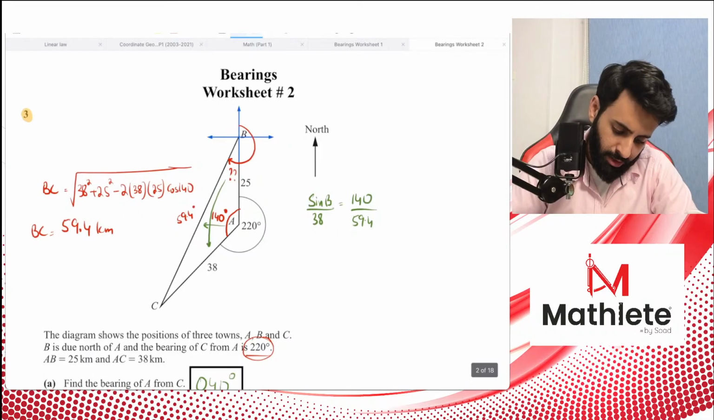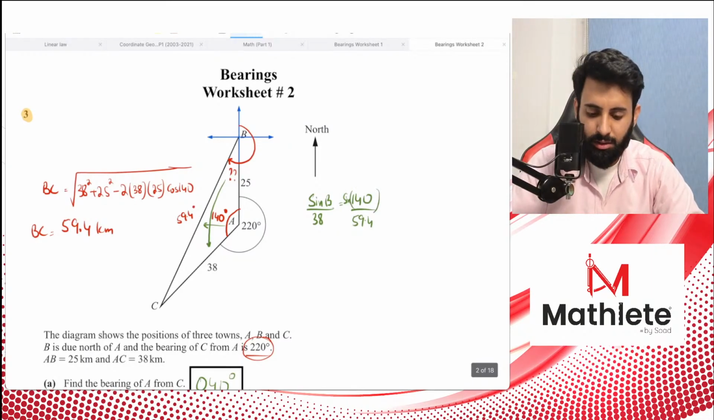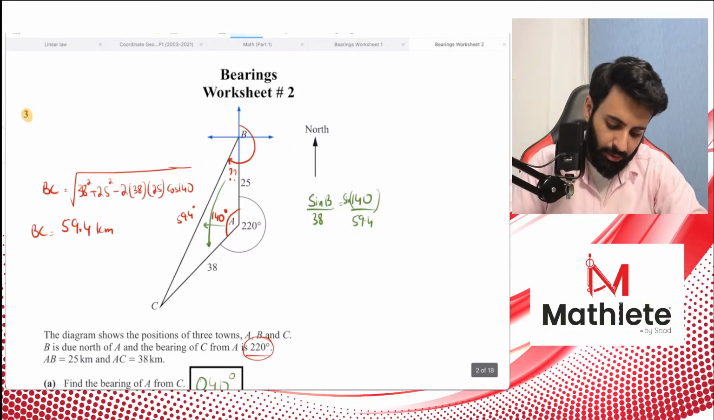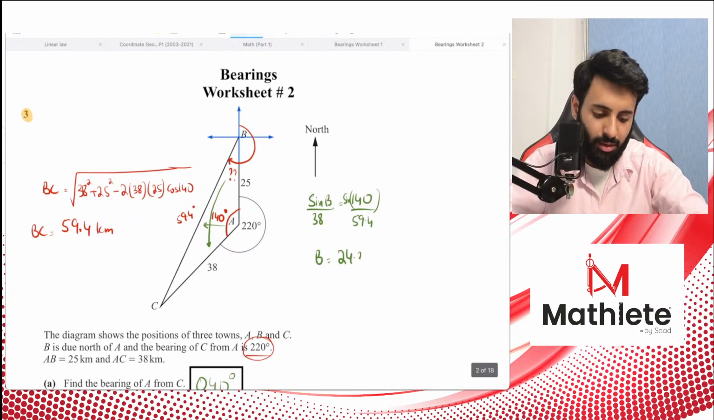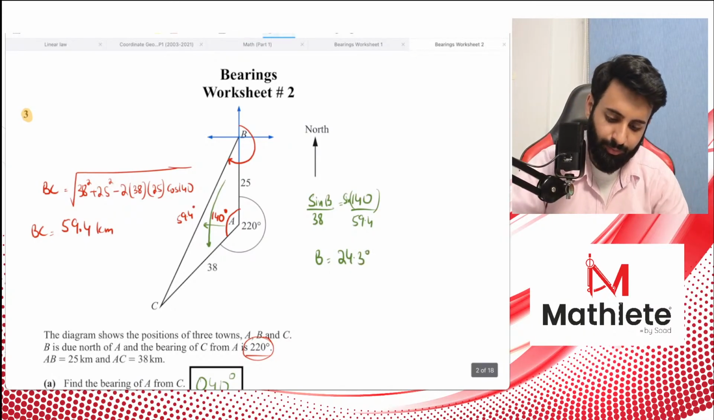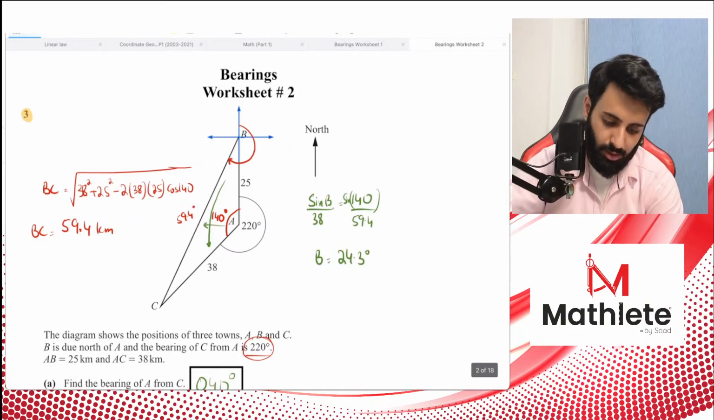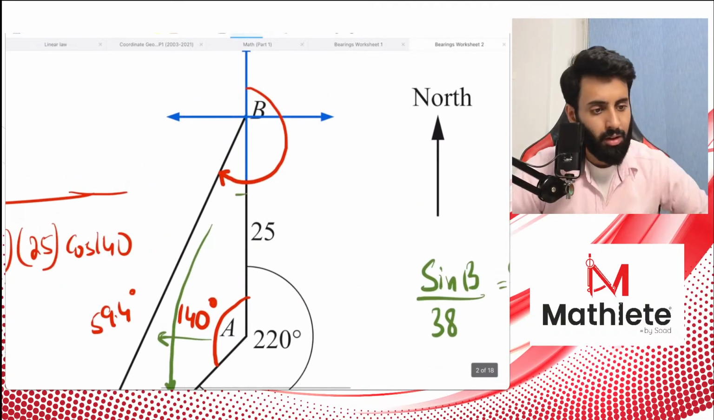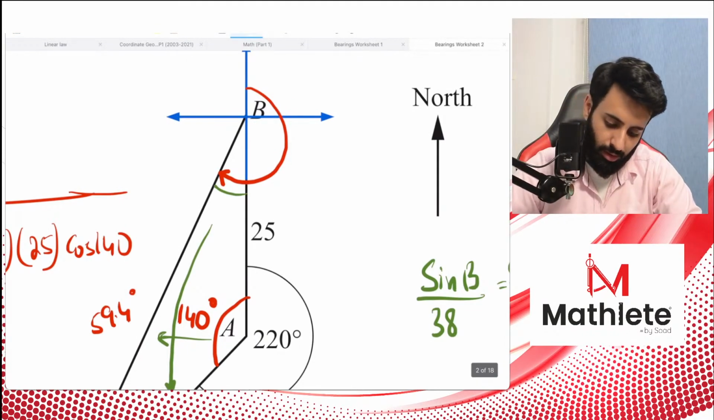Okay, I just realized that I forgot to put sine here. So sine 140 divided by 59.4 into 38, sine inverse of the answer. So we have the value of B, which is equal to 24.28. So we'll round it to 24.3. Okay, so this angle, let me zoom in, this angle is 24.3.